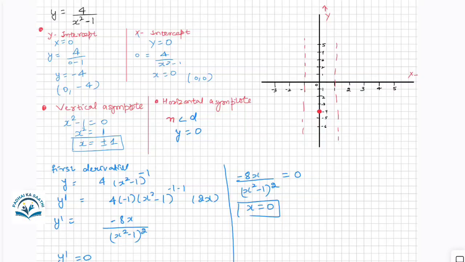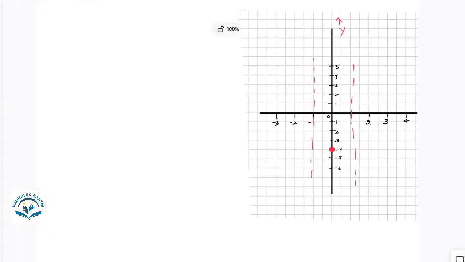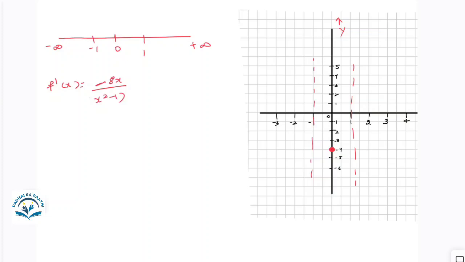So the next step is we have to make a number line, doing it on another page. We got the values of x: 0, 1, minus 1, and we also got plus 1, and the number line is from minus infinity to plus infinity. Now at each point we have to check whether the function is increasing or decreasing. We get the first derivative, minus 8x over (x square minus 1) whole square.